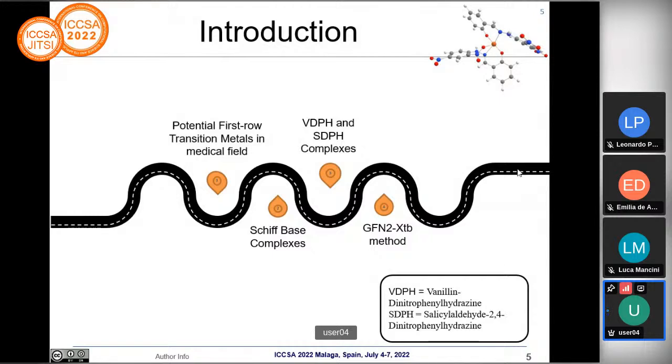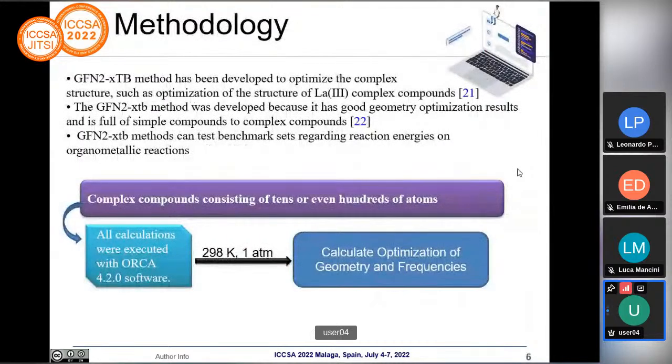The first is the potential role of transition metals in the medical field, which coordinate with Schiff base ligands, especially azomethine. The second is that Schiff base complexes are important and commonly researched in the medical field, like antibacterial, antioxidant, anticancer, and so on. This research is about FDPH and SDPH complexes. FDPH is formyl 2,4-dinitrophenylhydrazine and SDPH is salicyl 2,4-dinitrophenylhydrazine. We use the GFN2-xTB method because it is popular in computational chemistry. This is the methodology that we use.